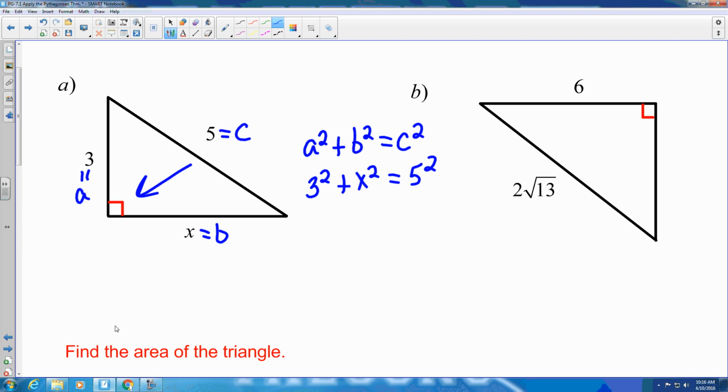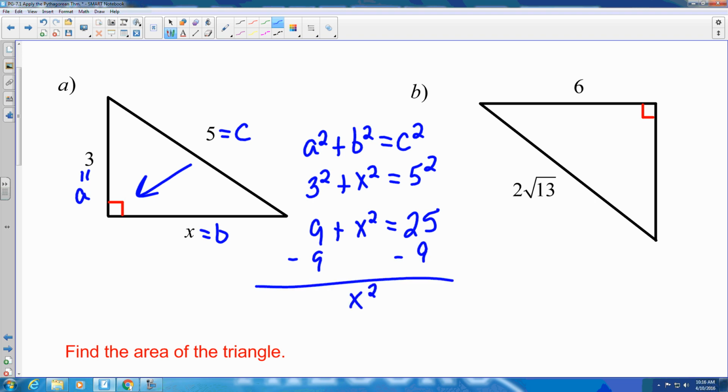Now we get to square all the numerical values. 3 squared is 9 plus x squared, can't do anything with yet, and 5 squared is 25. Now we get to use our algebra skills. We subtract 9 from both sides. So now I got x squared equals 25 minus 9, which is 16. Take the square root of both sides. X is now going to equal the square root of 16, which is 4. Okay.